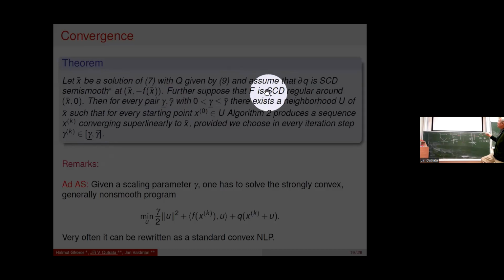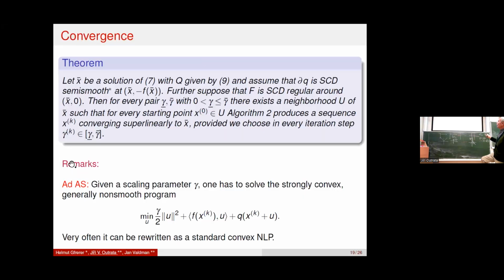we suppose, of course, the strong regularity around this point, and we also assume that our gamma, the adjustment of the approximation step, must lie between these two values. This is simple to understand. And then the claim is that algorithm two produces a sequence xk converging superlinearly to the solution whenever we choose this gamma k from this interval. Well, this is actually just a small complication, nothing more.